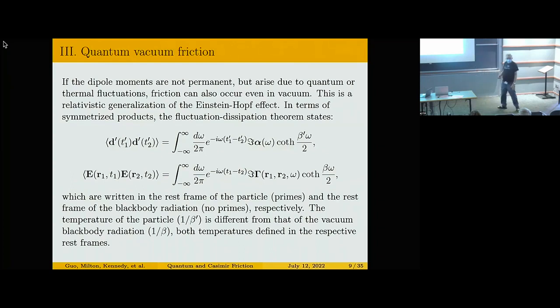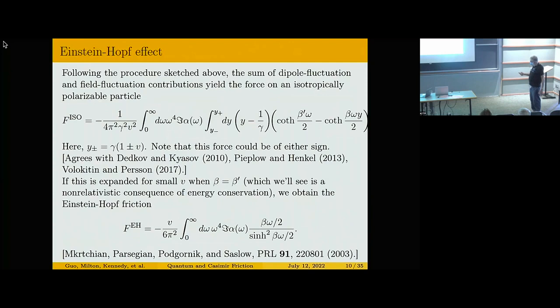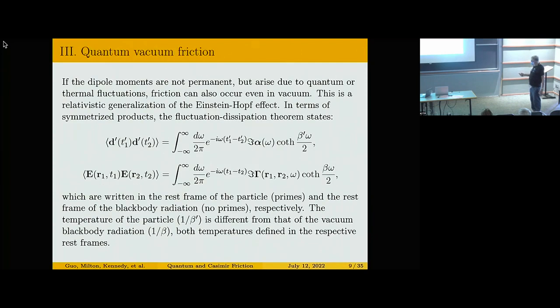So finally, quantum. We proceed in the same vein, except now we're saying, okay, there's no expectation value of the dipole moment, but there's an expectation value of the square of the dipole moment. And so we use the fluctuation dissipation theorem to describe that. We say the DD correlation function, this is in the rest frame, that's what the primes mean, is given by the imaginary part of alpha. And then there's a cotangent factor, the thermal factor. And this beta prime is the temperature of the dipole in its rest frame.